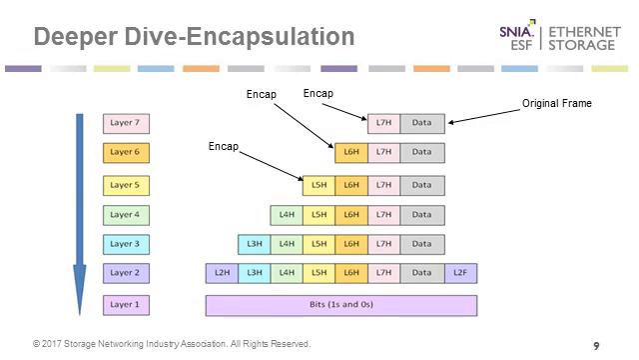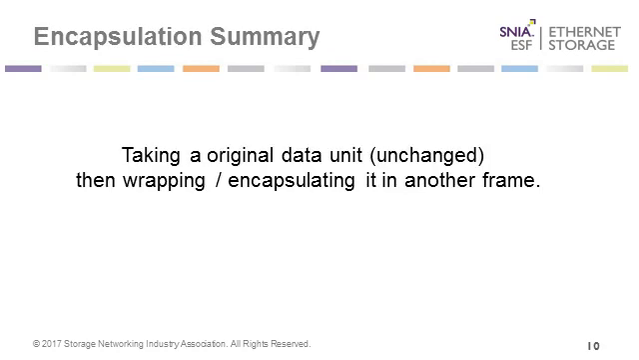So if I started at layer 7 and went down to layer 1, I'm adding my headers. As I receive that entire packet with all the encapsulation in it, I then decapsulate it by taking off the headers to ultimately get to my original frame so I can process it. So in summary, what I'm doing with encapsulation is taking the original data unit unchanged and then wrapping it, or encapsulating it, into another frame by using headers on top of it. Hopefully that clears up what encapsulation is in its basic form.